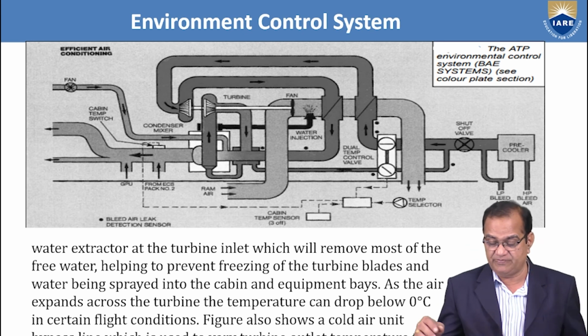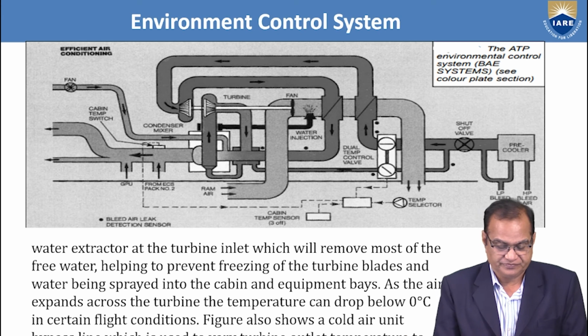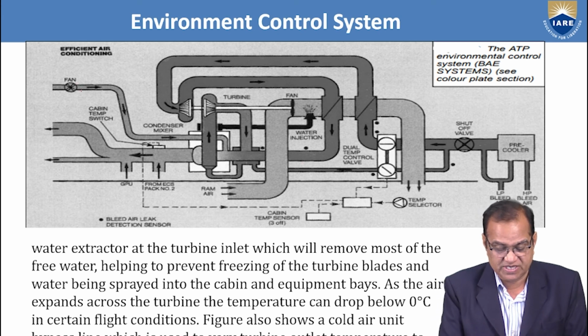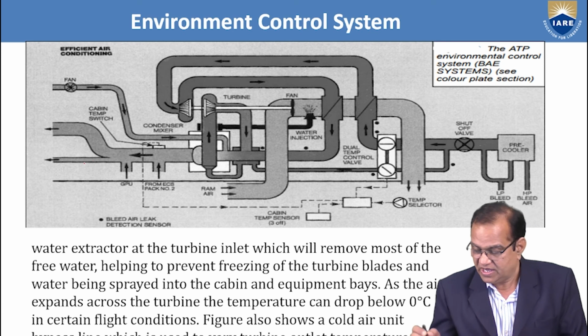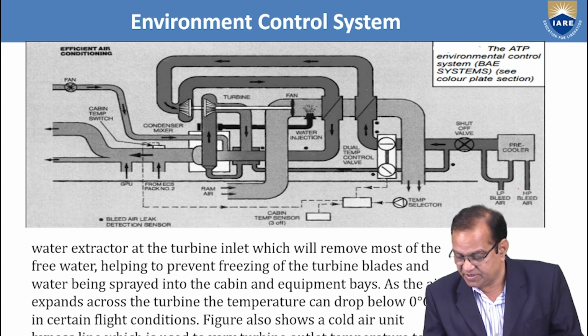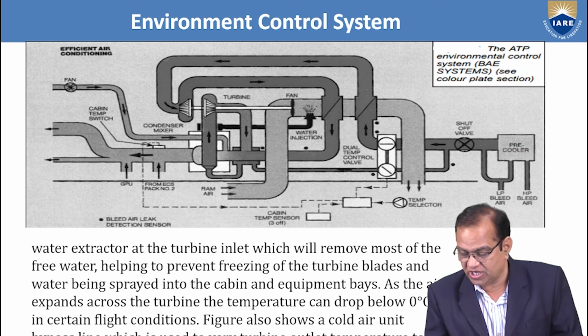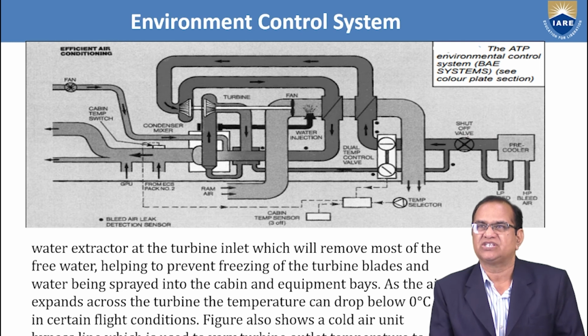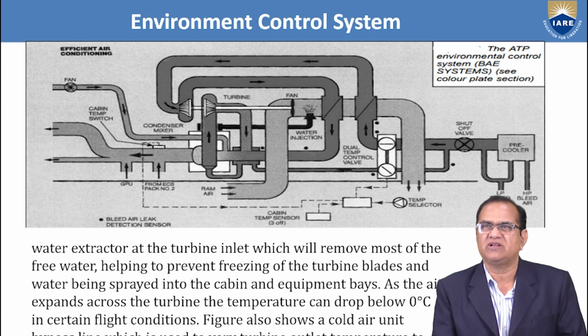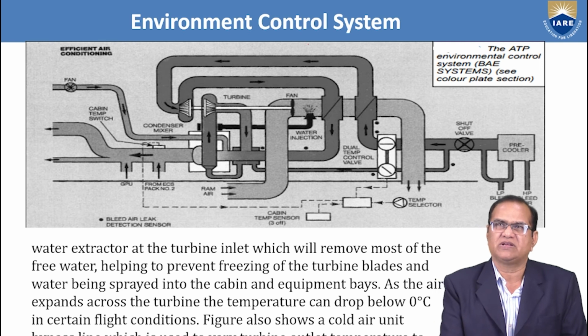So you can see here a fan, an efficient air conditioning system, and here HP bleed air from the engine, high pressure, and here the low pressure, both are going here. Then it goes to the shut-off valve. From here it goes to the temperature selection. Then it will go to the dual temperature control valve. So this will control the opening, and as per that it will go here. This line is visible here.